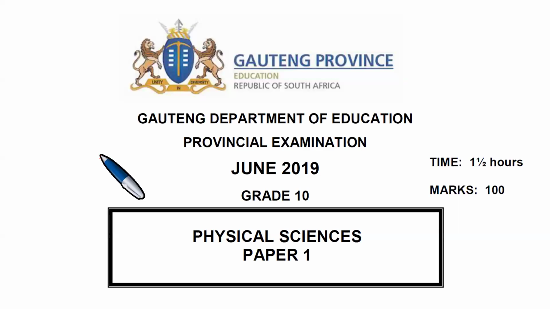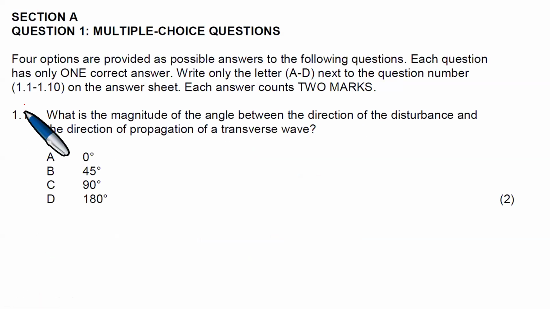In this lesson, we shall look at Physical Sciences Paper 1 out of 100 marks written in 1.5 hours. We start by focusing on the first questions first, but we have multiple choice questions in the beginning. Right, Section A, Question 1 focuses on multiple choice questions.